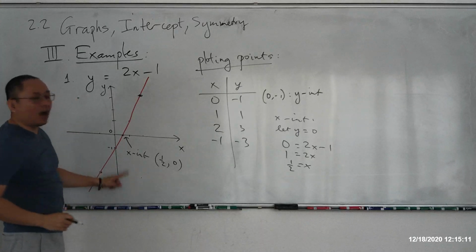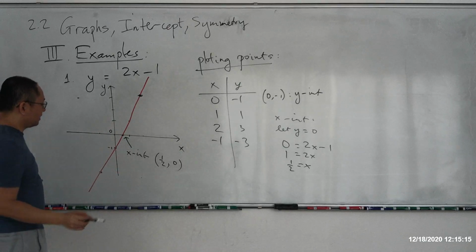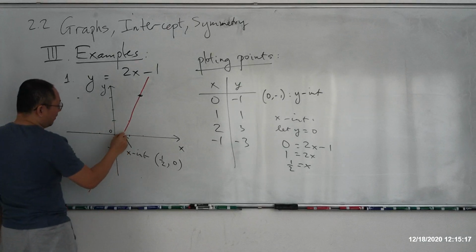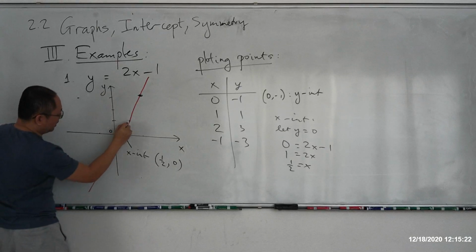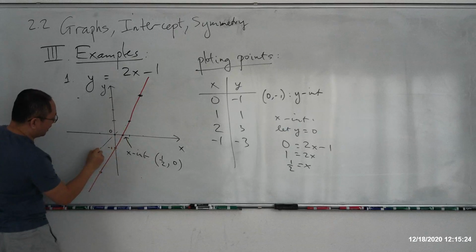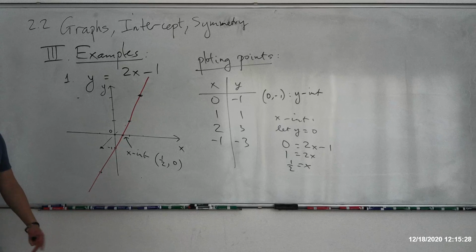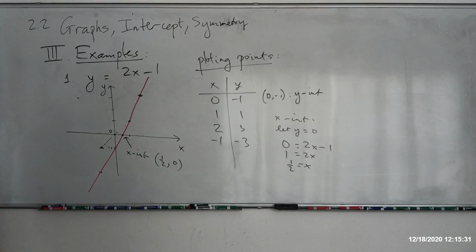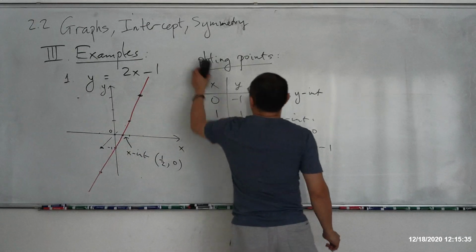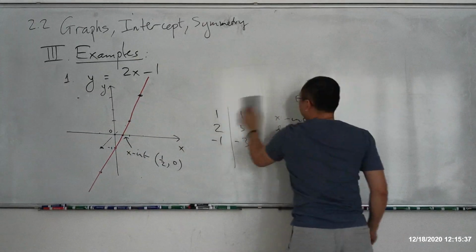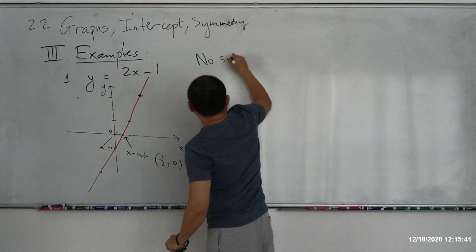I have a point that's off the graph, not on the graph, so it's not symmetrical about the x-axis. And same thing here, I choose any point and flip it over the origin. This is my origin, and this is a point I choose. I flip over the origin and I get a point right here. The second point is not on the graph, so it's not symmetrical about the origin. So this graph right here has no symmetry.